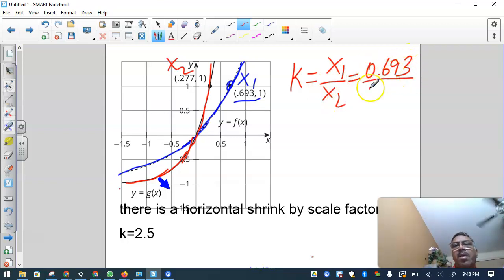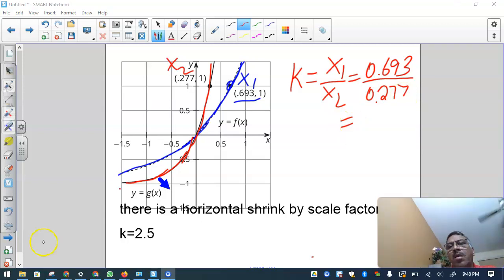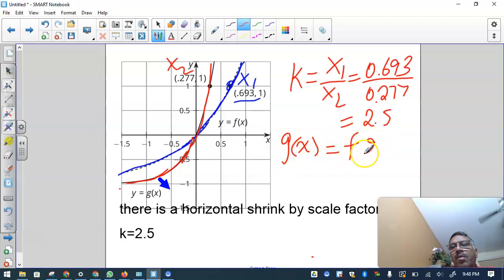Okay, so the k is x1 over x2, which is 0.693 divided by 0.2. So you use the calculator and you get 2.5. So this is the case. So you are done. So your answer is g(x) is f of 2.5x. That's the answer.